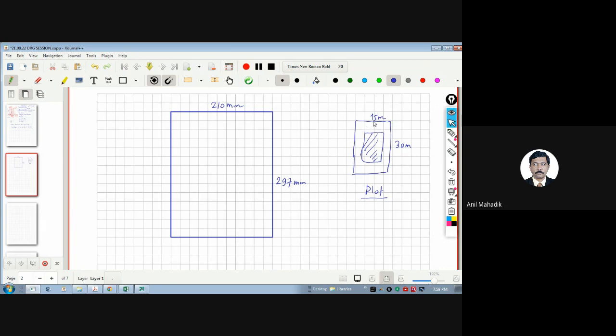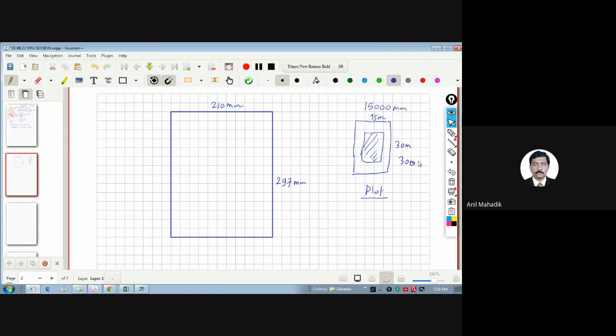First of all, can you draw a 15 meter line over here? 15 meter means how many mm? 15,000 mm. And here 30,000 mm.